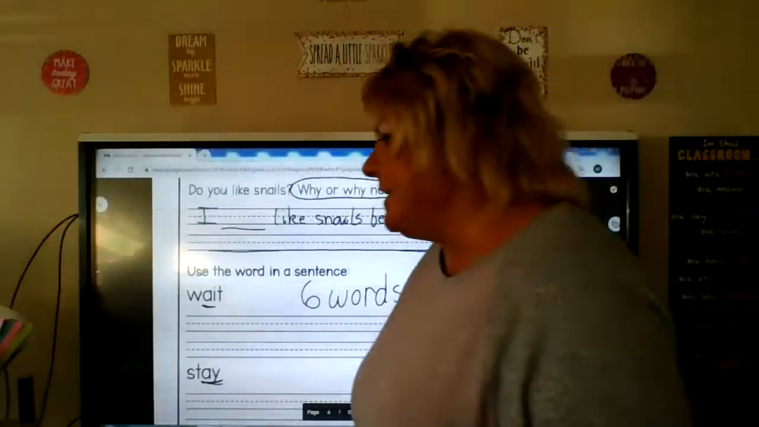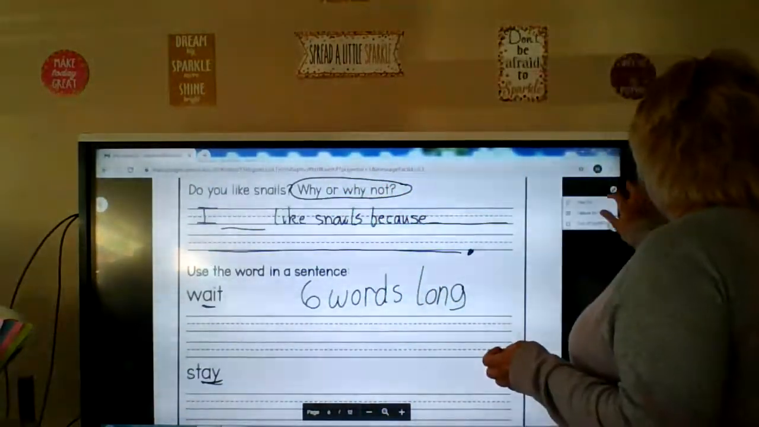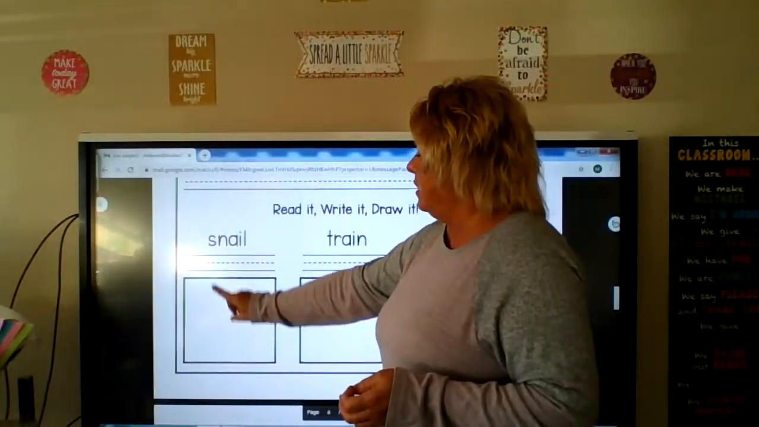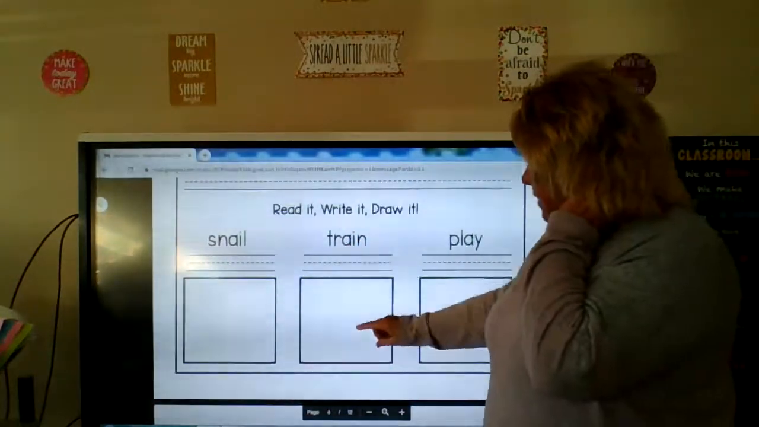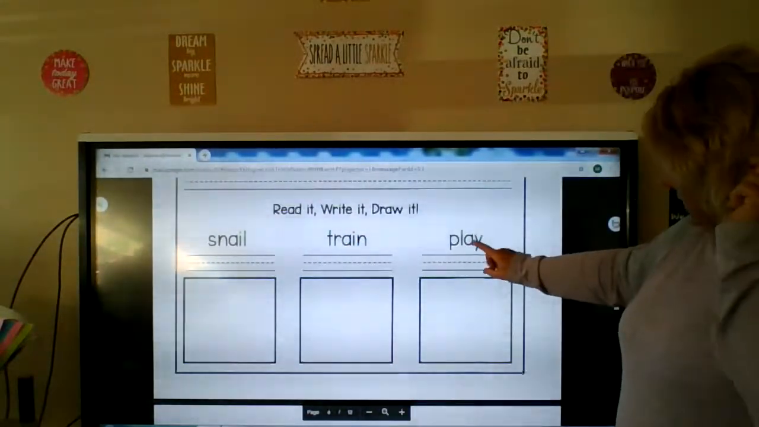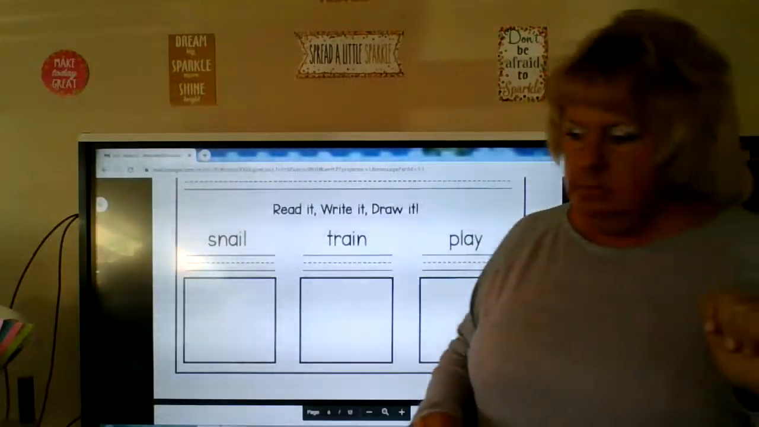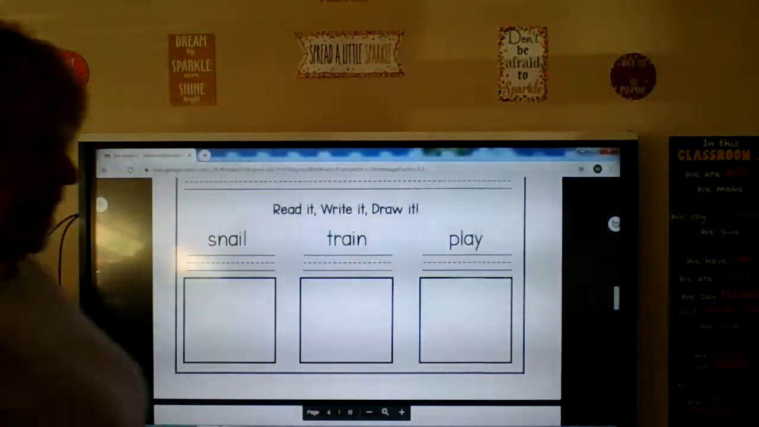And then at the bottom, you're going to read it, write it, and draw it. So you're going to read the word, write the word, and draw the word. Okay? And that's all for phonics.